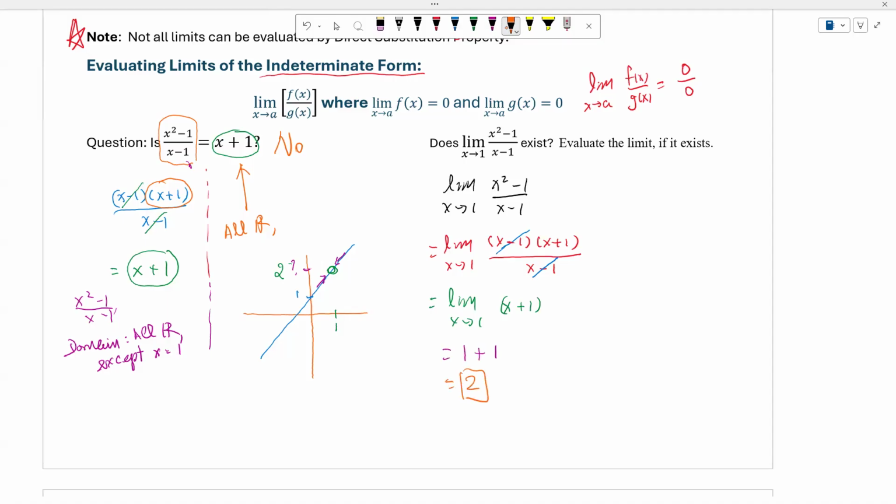Wow. And again, as I expected, my answer is equal to 2. So from this example right here, we find that if we have an indeterminate form, that means there must be one factor that makes the numerator and denominator go to 0. We just need to find that factor, factor it out, and then simplify.